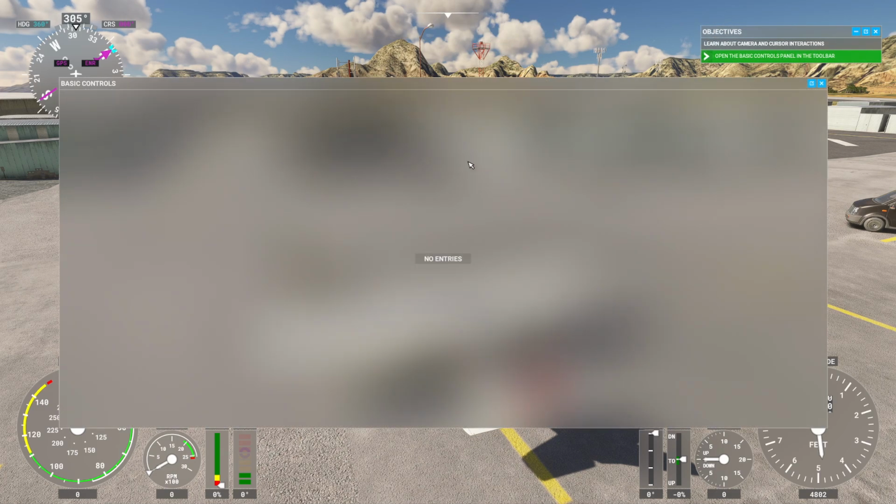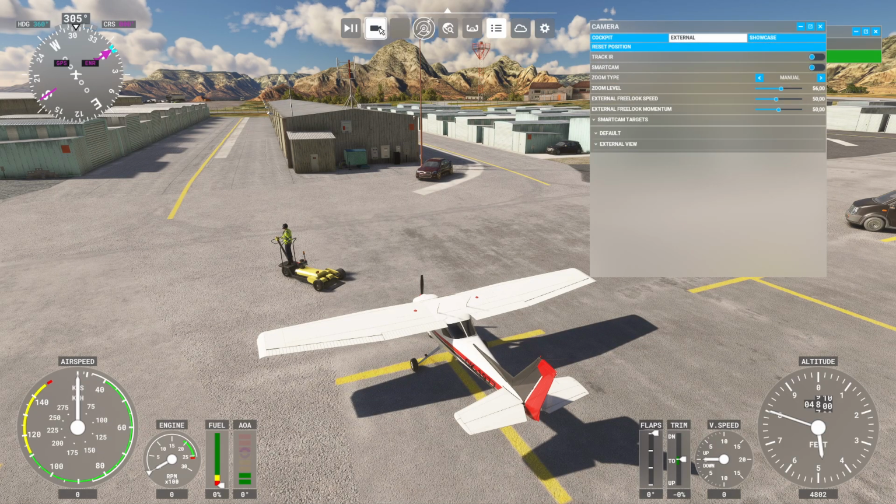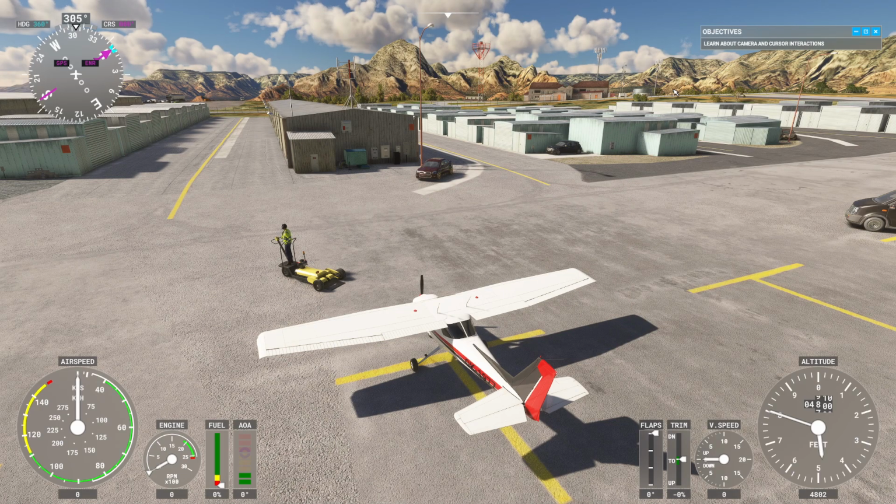The basic controls panel is a useful reminder of the button layout for the devices you're currently using. Now try to find and open the camera panel in the toolbar. The camera panel allows you to access the various views and camera modes of the simulation. Go ahead and close all the panels for now. Right now, we are in the external view mode. Let's switch to cockpit view next.